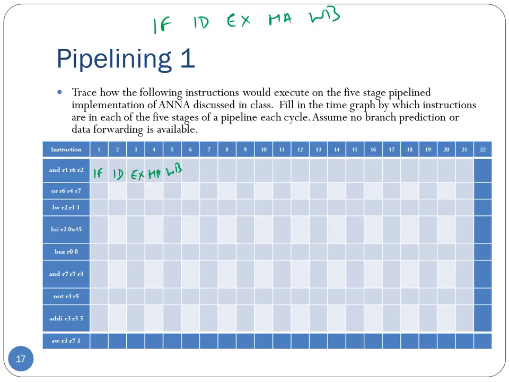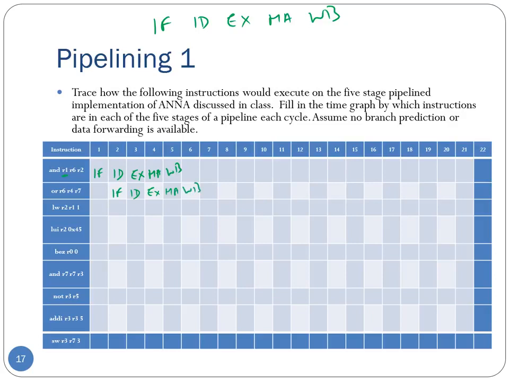The OR instruction, let's see whether there is any dependency. So fortunately, you see the AND writes into R1 and OR does not read R1, so there is no dependency. So OR basically fetches here as soon as the fetch is free of the AND, and then it will decode, execute, memory access, and write back.